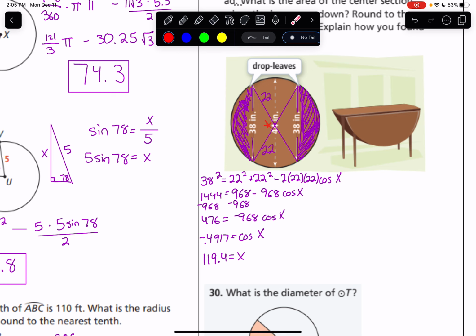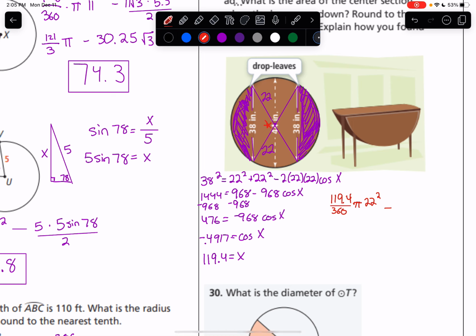So now we can find the angle measure. So we can find the sector area, that whole pizza slice. We can do that. Let me get a different color so I don't run my work into itself. By saying 119.4 over 360 degrees times the area of the circle, pi times my radius of 22 squared. So that'll give me the area of my sector.